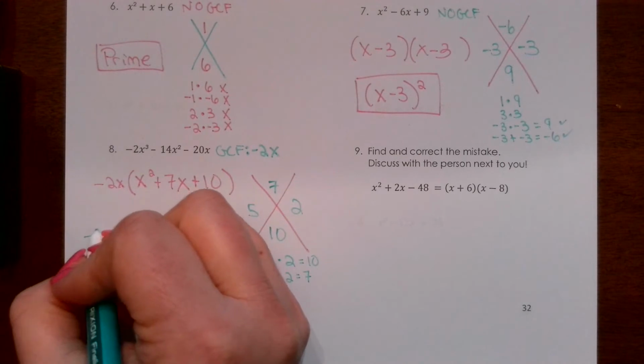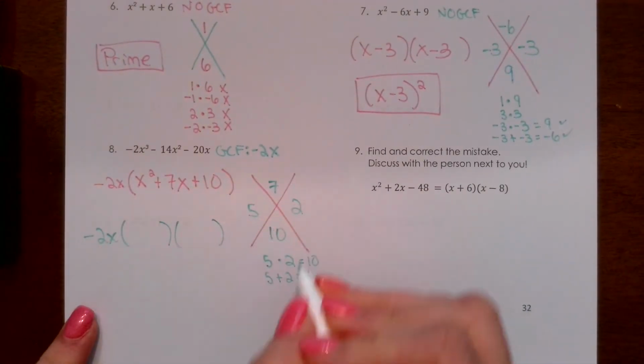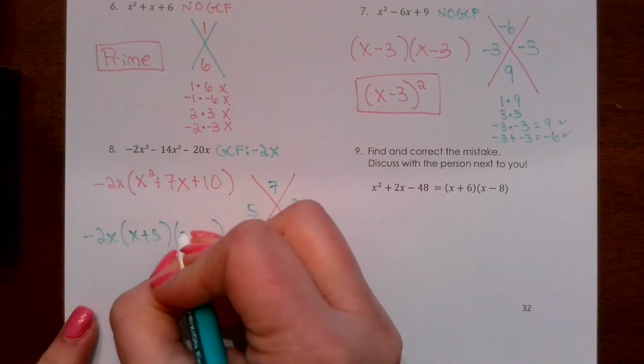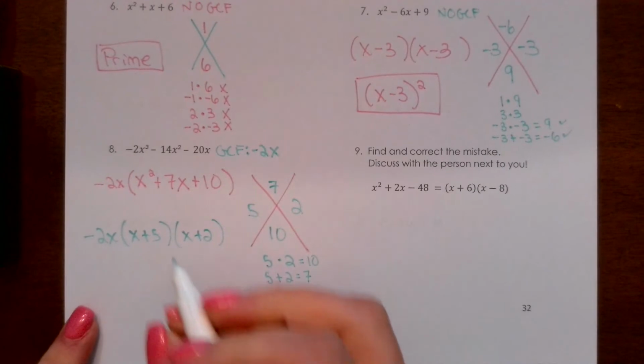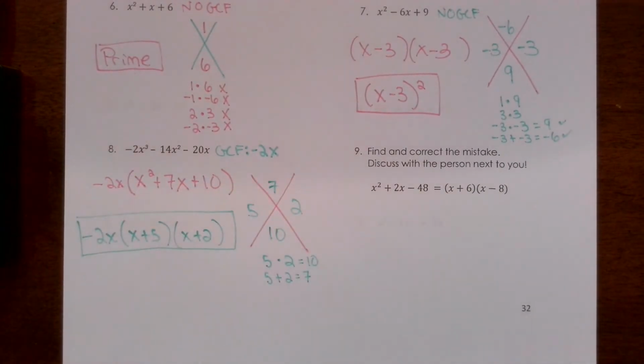So I'm going to take my negative 2x. I'm going to set up my two binomials. And I'm going to have a positive 5, so plus 5, and a positive 2, so plus 2. And indeed, that is now factored.